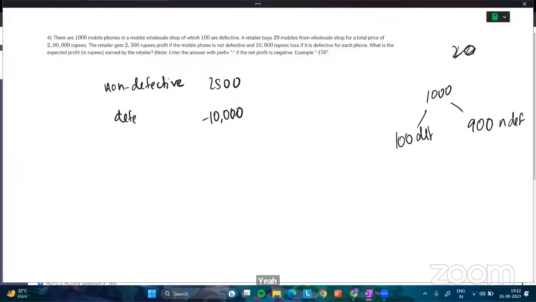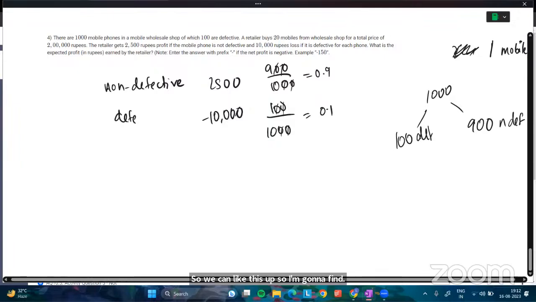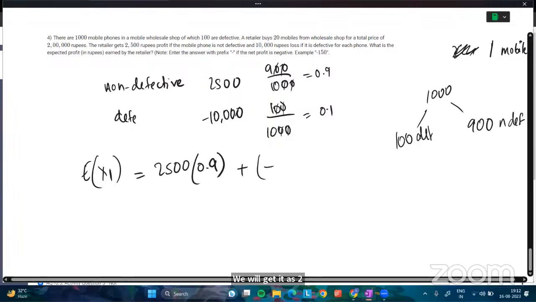No, we'll just consider one here. We're only buying one mobile. We'll look at the 20 later. So if we're getting one, then the probability of getting non-defective will be 900 by 1,000. For defective, it will be 100 by 1,000. So we can write this as 0.9 and this will be 0.1. So this is just for one mobile. So if we're finding the expected value of x1, which is just for one mobile, we'll get it as 2,500 into 0.9 plus minus 10,000 into 0.1.